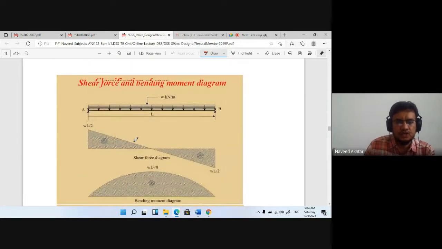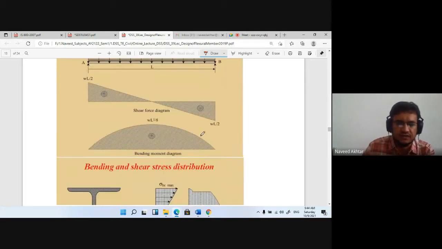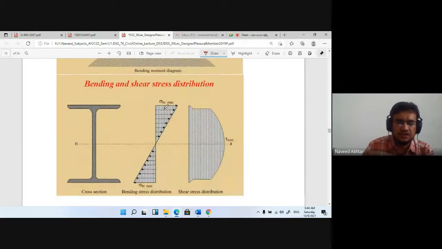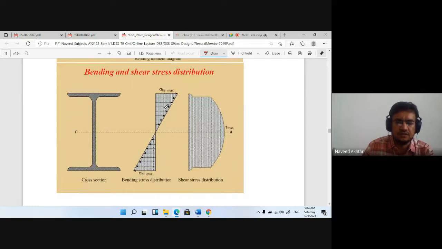In case of UDL, how to find out the maximum bending moment and shear force, all this part you have already covered in your second year, first year in engineering mechanics, second year in, I think, strength of material or solid mechanics and structural analysis. All this part you have covered.